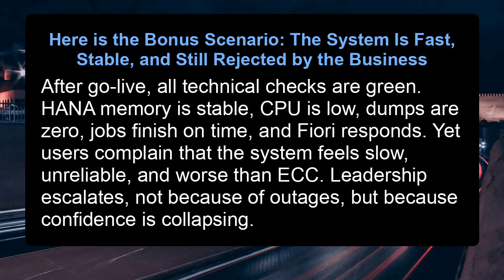Here is the bonus scenario. The system is fast, stable, and still rejected by the business. After go-live, all technical checks are green. HANA memory is stable, CPU is low, dumps are 0, jobs finish on time, and Fiori responds. Yet users complain that the system feels slow, unreliable, and worse than ECC. Leadership escalates not because of outages, but because confidence is collapsing.